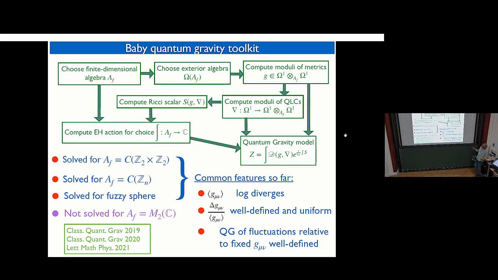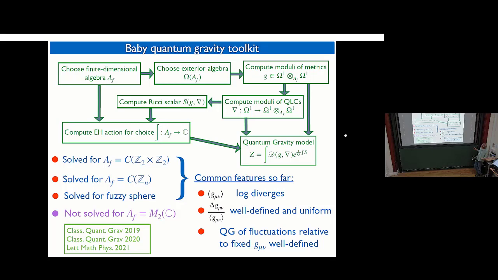Usually there'll be some parameter in the algebra. Then you compute the moduli of metrics, which is aided by the fact that the metric is central. Then you compute the moduli of quantum Levi-Civita connections. Now, classically, Levi-Civita is unique, but that's not the case here. We'll have a moduli of them. Then for each connection and each metric, you'll compute the Ricci scalar, the way I've shown you. And then you'll integrate it. That will give you the Einstein-Hilbert action. And so now you've got everything you need for quantum gravity.